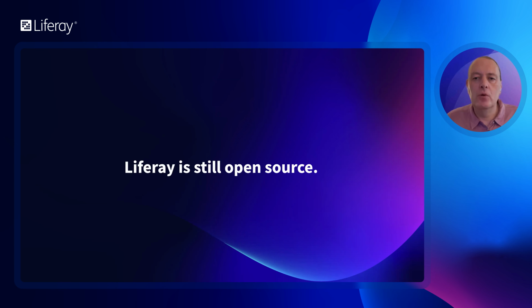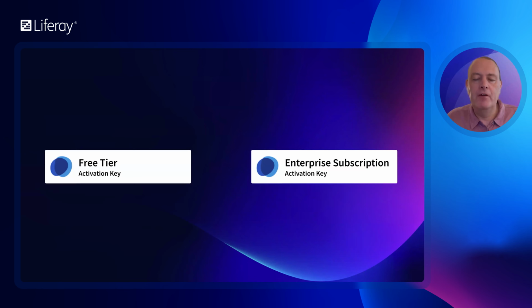Going forward, all official distributions are Liferay DXP, and access is governed by an activation key. There are 2 types of keys: a free tier key, which is available to anyone at no cost, and an enterprise subscription key, which requires a paid subscription. So the short version is CE is gone, but you now have access to DXP for free, which is a meaningful upgrade. It's a big step forward.